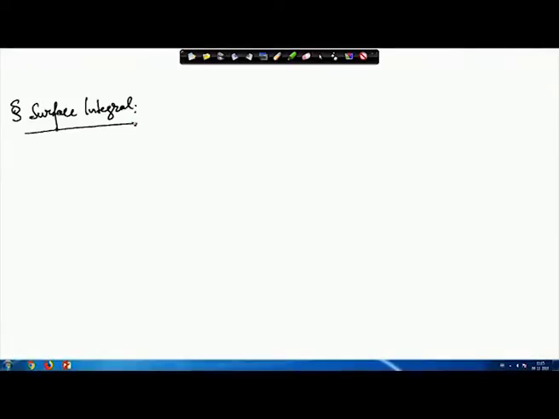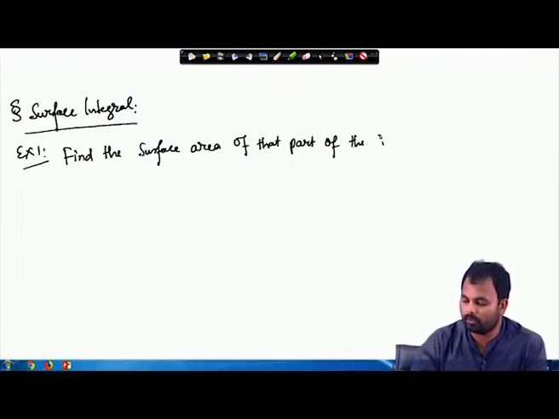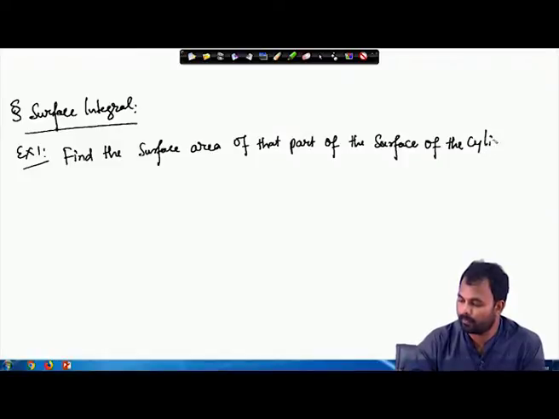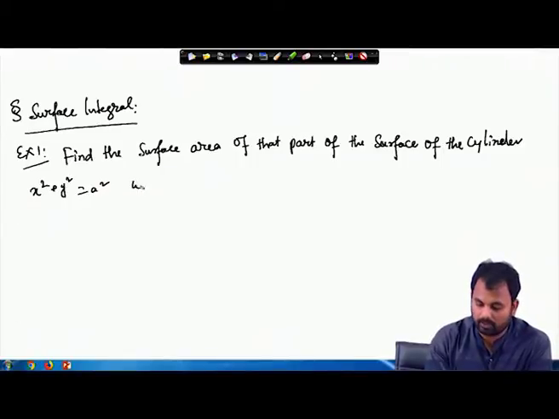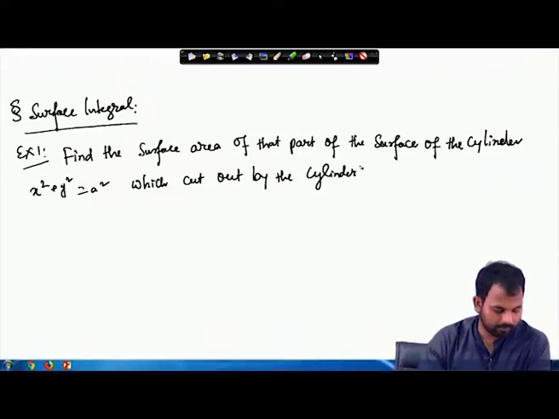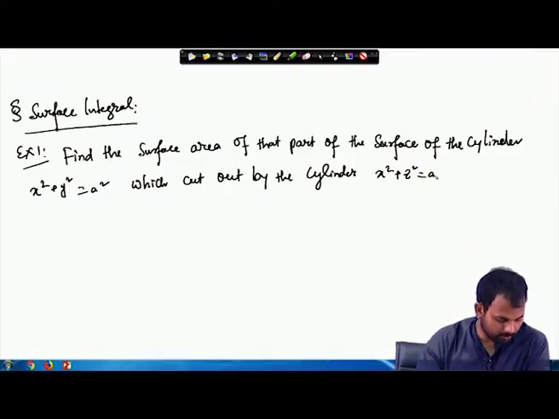Example 1: find the surface area of that part of the surface of the cylinder x square plus y square equals a square, which is cut out by the cylinder x square plus z square equals a square.